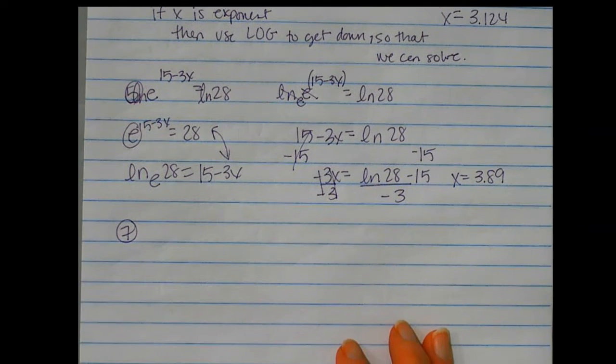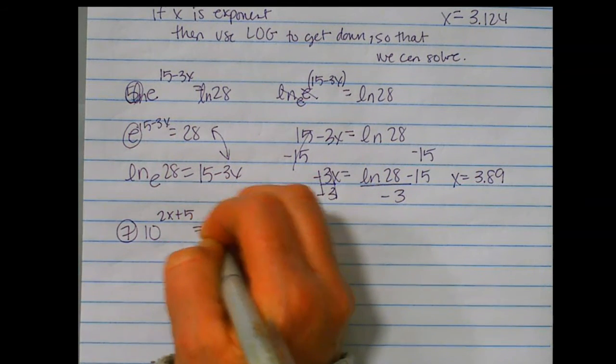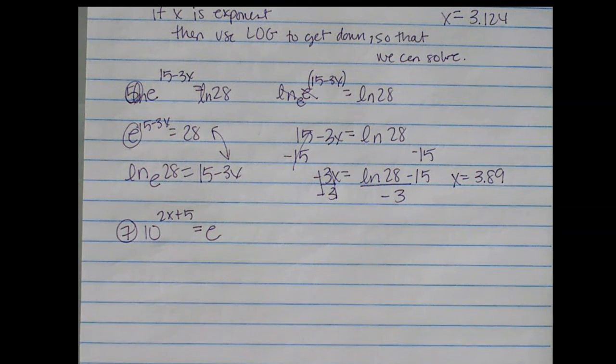So let's do 7. 7 says 10 to the 2x plus 5 equals e. So where's x? Is x in a place I can solve for it right now? It's up in the exponent place, right? If it's up here, we have to bring it down. We do that with logarithms. So we're going to take a logarithm. What base makes sense? What base do you see in the problem? 10. So we're going to use 10.